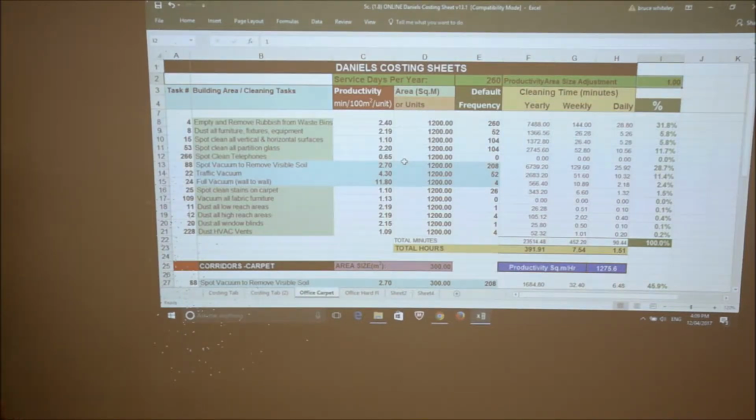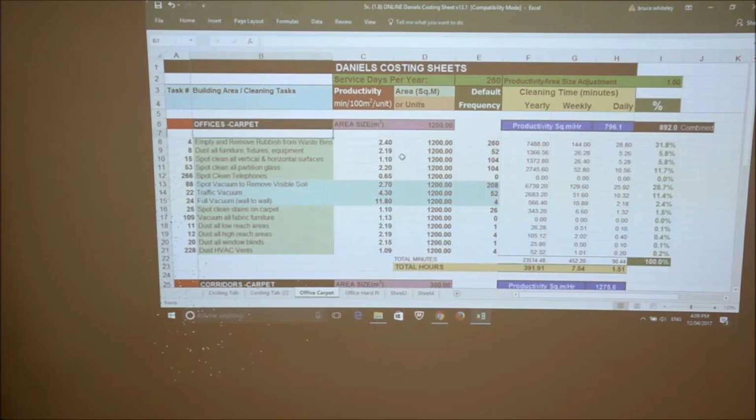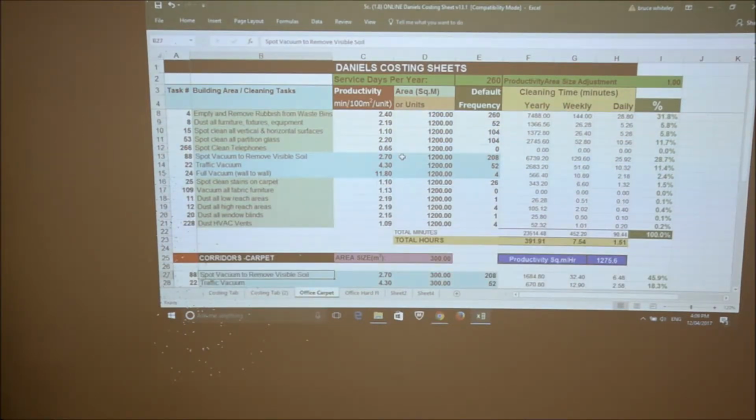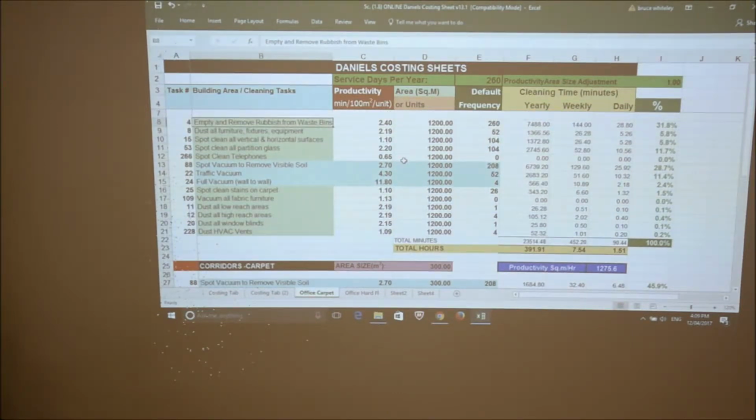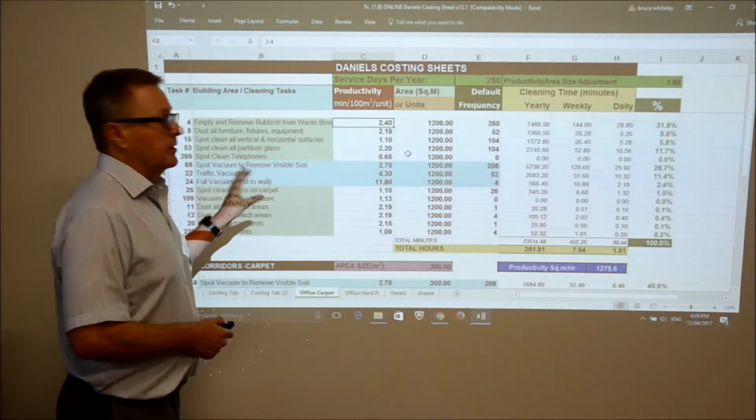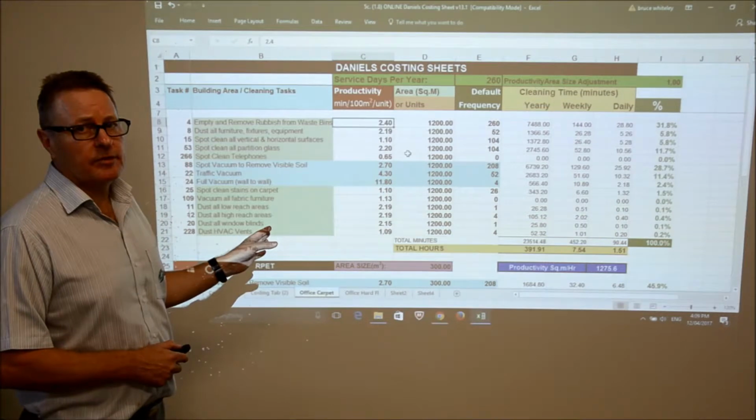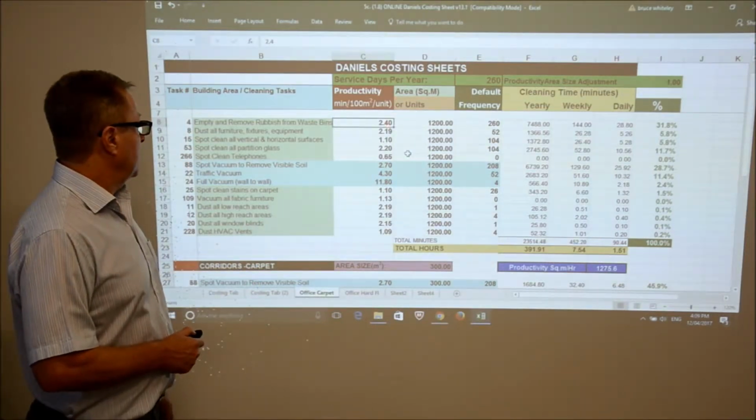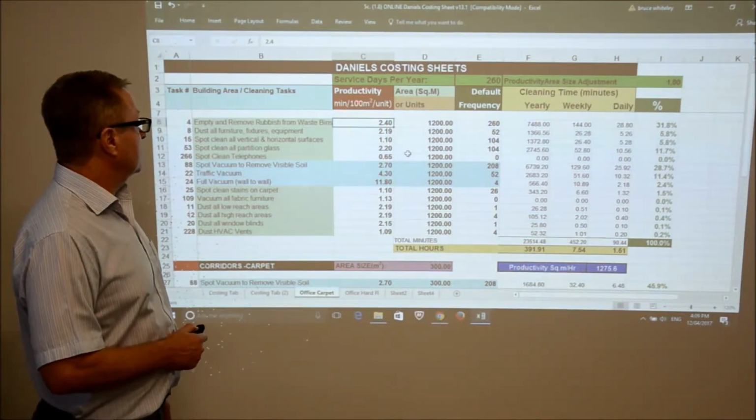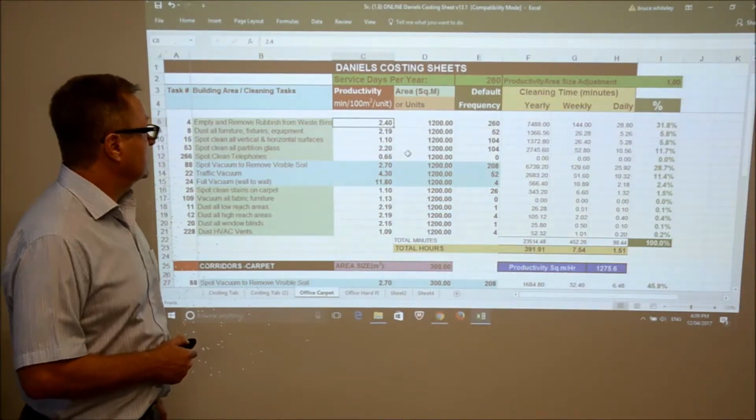So coming back over on our spreadsheet, we have our cleaning tasks over here, and over here are all our cleaning tasks again. Then in column C is our productivity factors. Now they're the time to clean 100 square metres. So each one of these times is based on the time to clean 100 square metres.